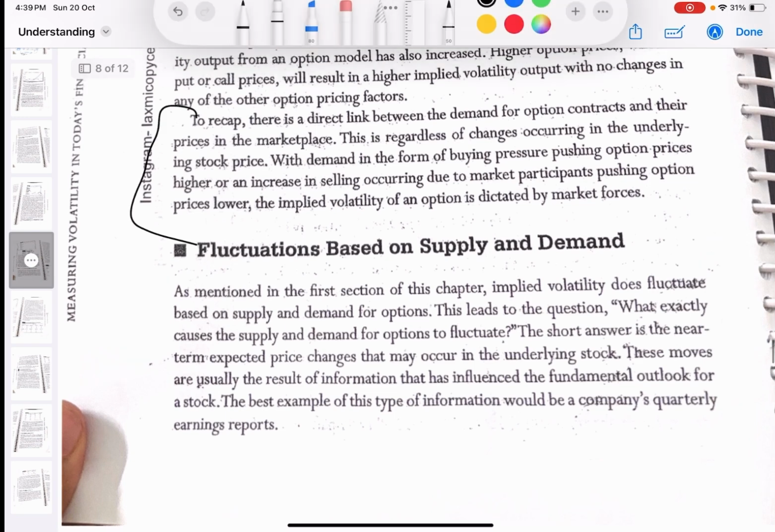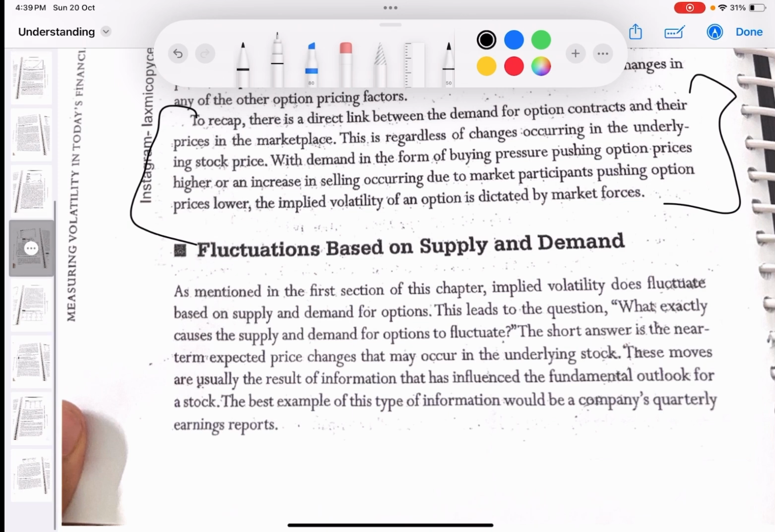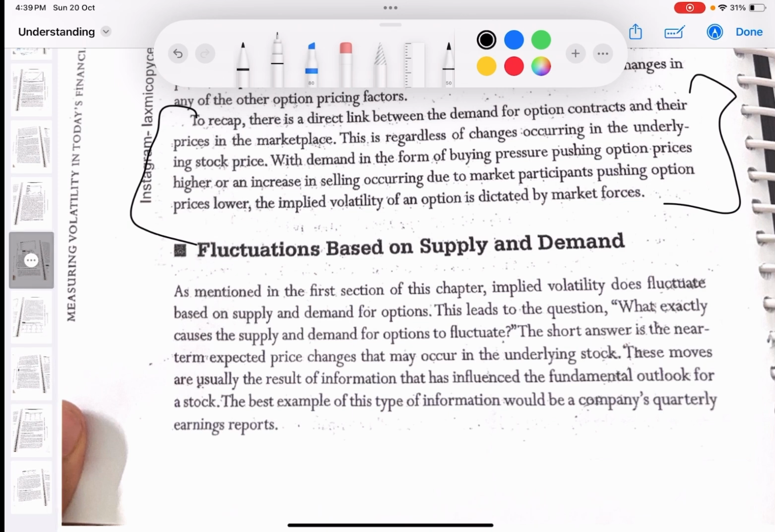Okay, let's just quickly recap what we learned. There is a direct link between the demand for option contracts and their prices in the marketplace. This is regardless of changes occurring in the underlying stock price. With demand in the form of buying pressure pushing option prices higher, or an increase in the selling occurring due to the market participants.